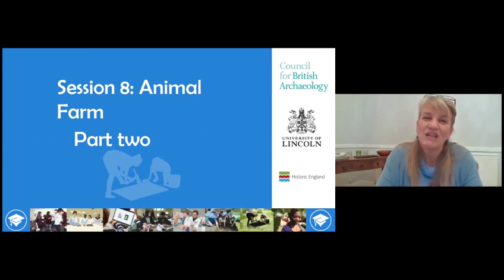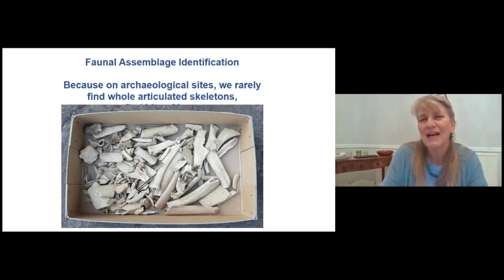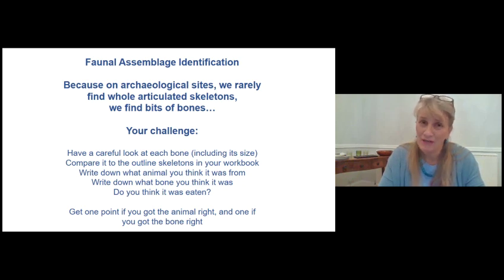So, part two of Animal Farm, and we'll pick up having started to look at skeletons and the shape of the bones and thinking a little bit about the size that animals are as well. What we're going to do now is give you some faunal assemblages, that's collections of animal bones, or examples of animal bones from collections to look at. Because of course, on archaeological sites, we don't usually find whole articulated skeletons like the ones you were looking at in part one of Animal Farm. What we tend to find is just bits of bones.